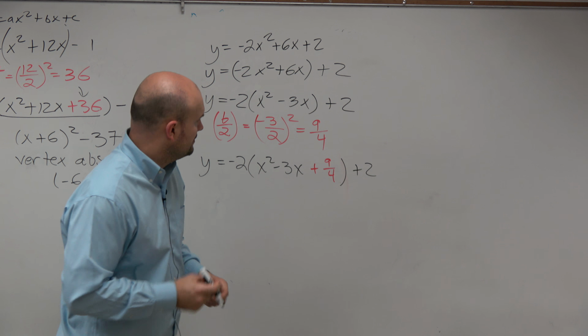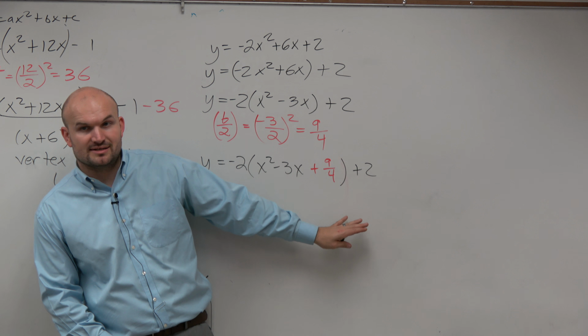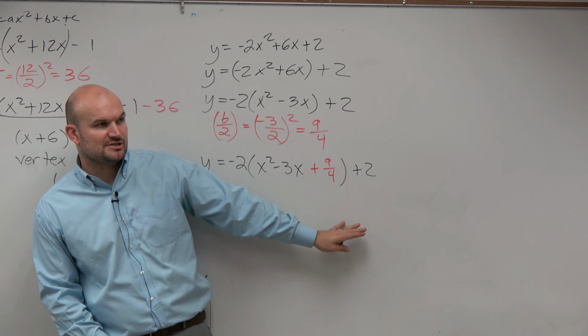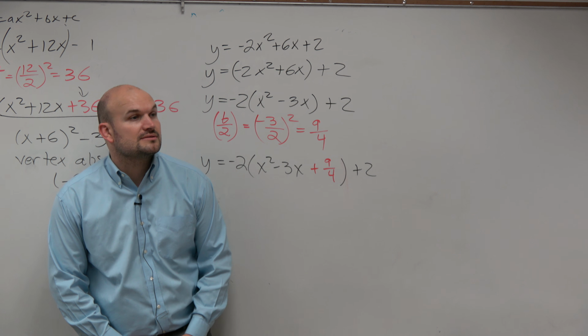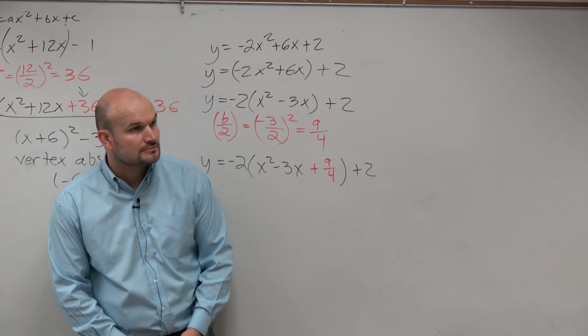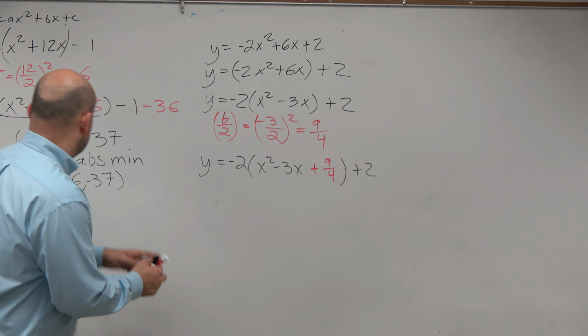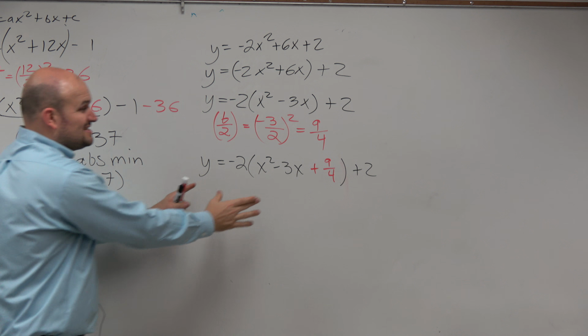OK. So is everybody OK with at least where I've got? Does anybody have any questions here? Because I have some instruction to go on after this. Where did I get 9/4? No, I know you got 9/4, but why did you put it there? Because that's what I did over here. Once you get 9/4, you add it inside the parentheses. This creates a perfect square trinomial.